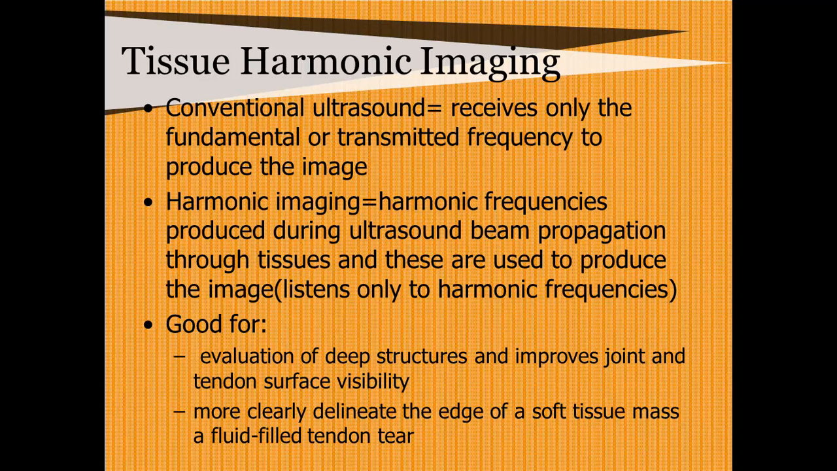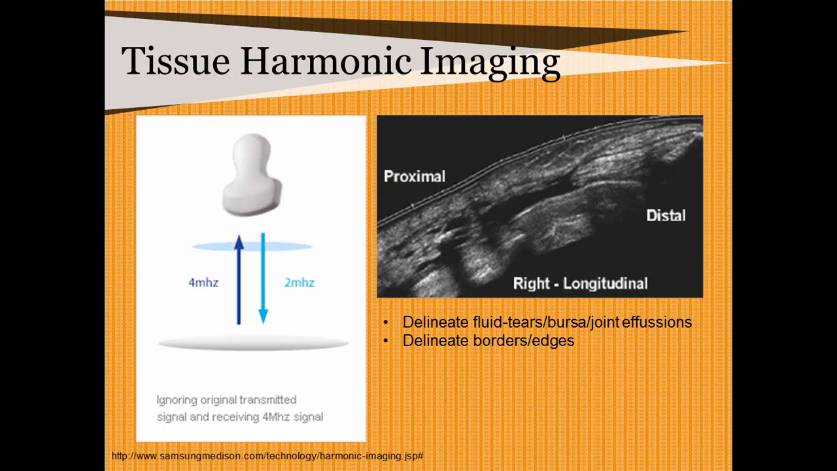Harmonic imaging utilizes multiples of the transmission frequency, with the first harmonic being the transmission frequency itself. The second harmonic is twice the transmission frequency, and so on and so forth. So for the sake of simplicity, imagine a 2 megahertz transducer generating a sound beam at its native or fundamental frequency of 2 megahertz.